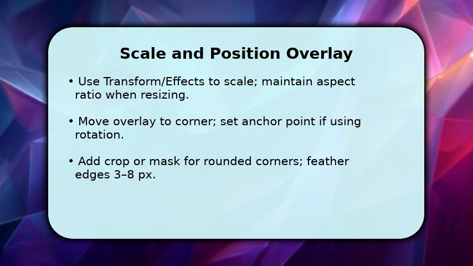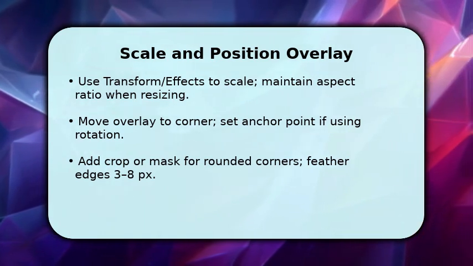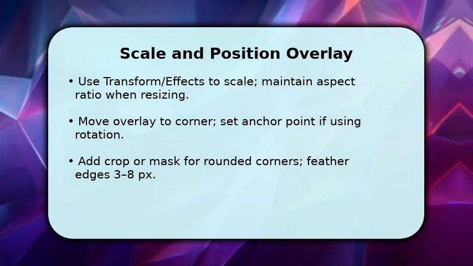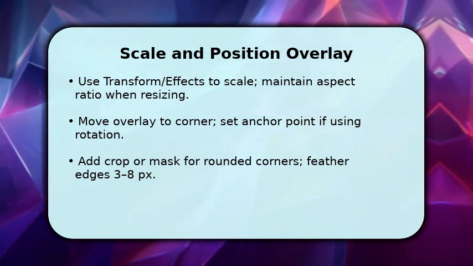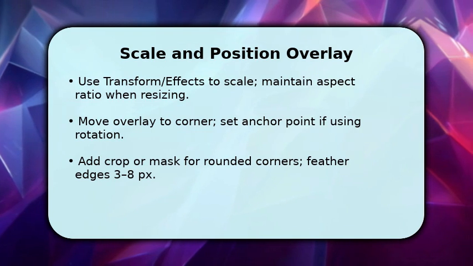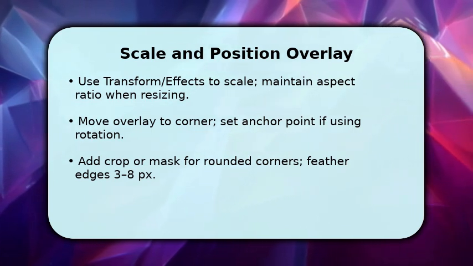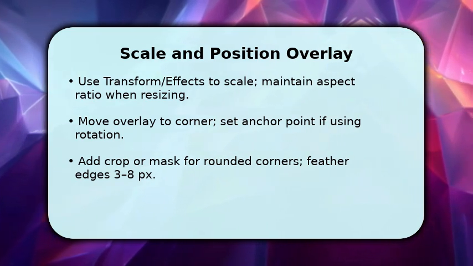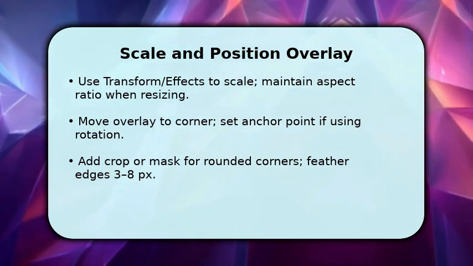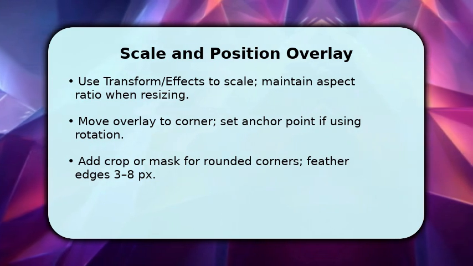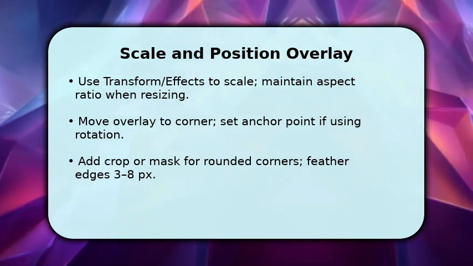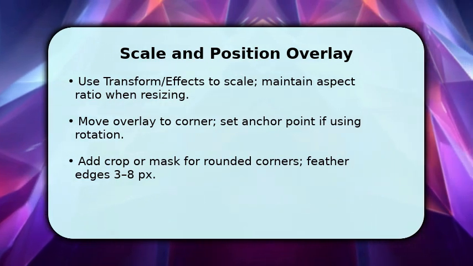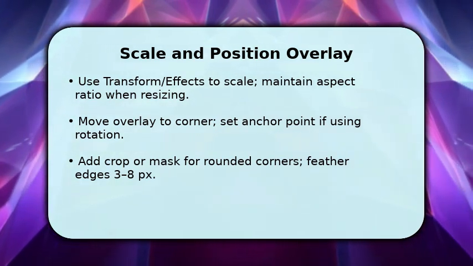Next, you open the transform or effects controls for the overlay clip to scale and position it. This is where you set the picture-in-picture size so it doesn't block important content. Maintain aspect ratio to avoid distortion, then drag it to a corner or desired location and adjust the anchor point if you will rotate or animate it. Add a crop or mask to remove unwanted edges and feather the mask slightly, 3 to 8 pixels, so the overlay blends naturally without harsh borders.